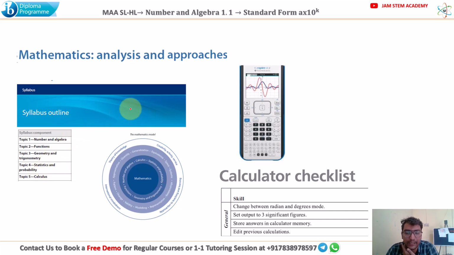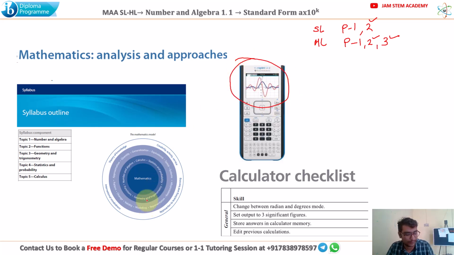You can find the playlist, okay? So be ready with your GDC. If you are in SL, you will be having only paper 1 and paper 2. But if you are in HL level, you will have paper 1, 2 and 3. GDC is not allowed for paper 1 but yes allowed for paper 2 and paper 3. Okay, you can use your calculator for paper 2 and paper 3 only.